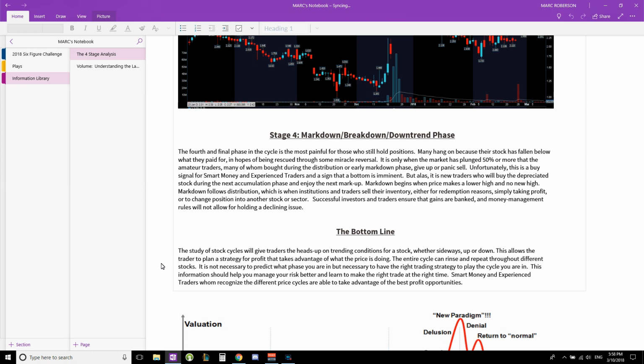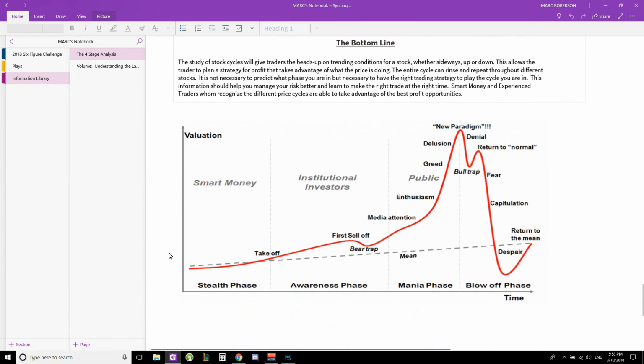Smart money and experienced traders who recognize the different price cycles are able to take advantage of the best profit opportunities. And as you can see here, here's another chart which shows you the emotions and what happens. So as you can see, this is that stage 1, the stealth phase, where nobody's paying attention to the stock. It's still in a bearish sentiment, and smart money and experienced traders are getting their hair.